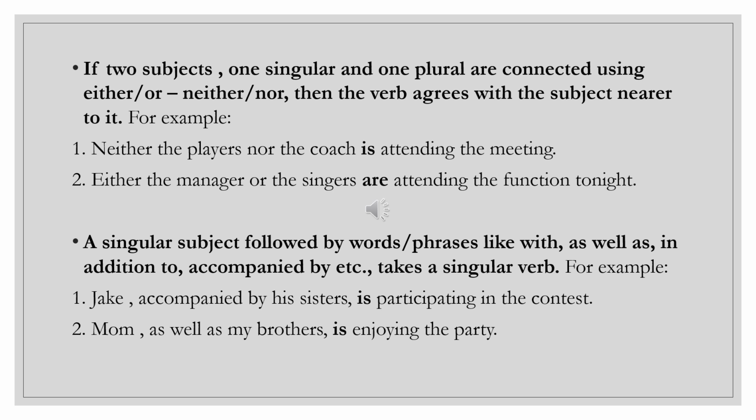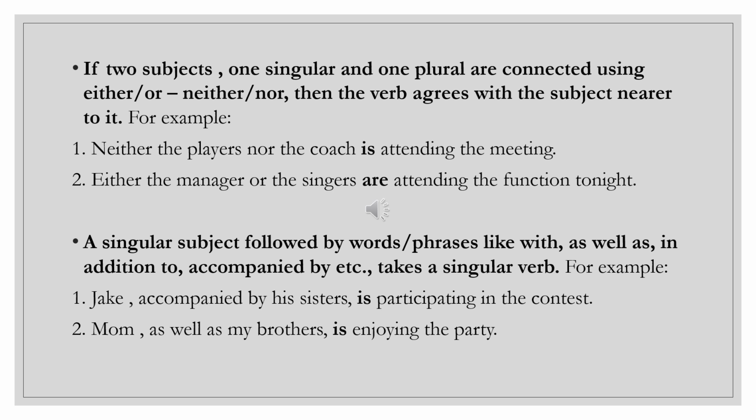Moving on to the next rule, a singular subject followed by words or phrases like with, as well as, in addition to, accompanied by, etc. takes a singular verb. For example, Jake, accompanied by his sisters, is participating in the contest. Now here the main subject is Jake and his sisters are with him. So we will only consider Jake here. And as Jake is singular, is also singular.